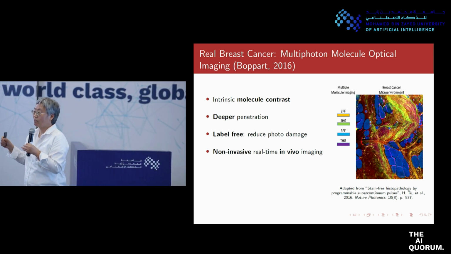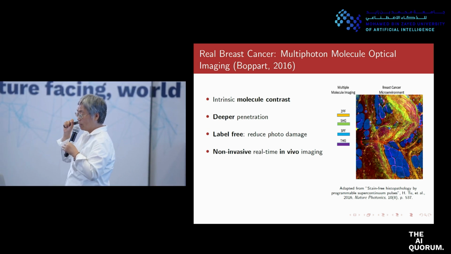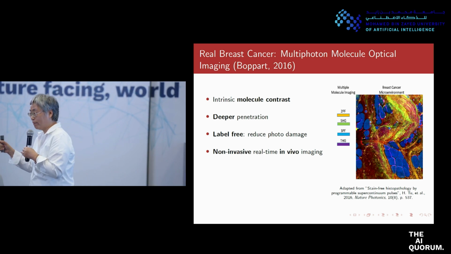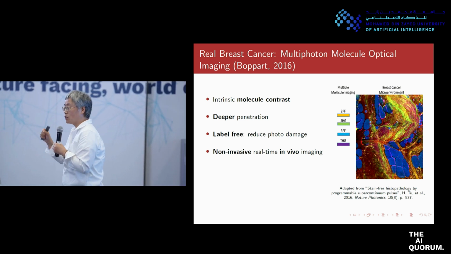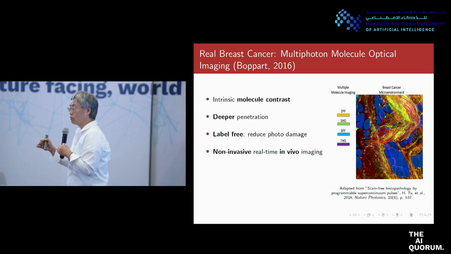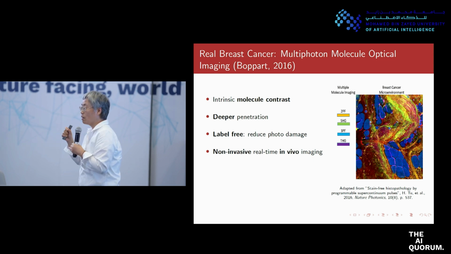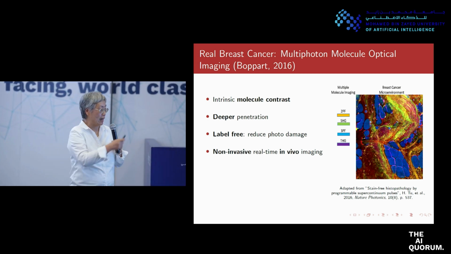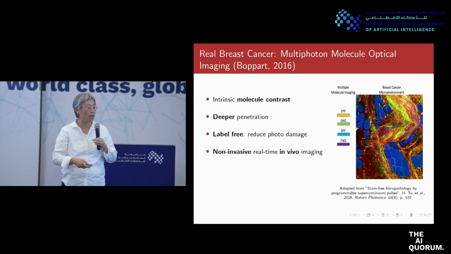Remember that light, compared to ultrasound, has a much shorter wavelength, so it has a disadvantage because it cannot penetrate deeper. So if you want to do medical imaging and see something deep, doing this light imaging, optical imaging, is very difficult. But this one, they're doing multiphoton, so they're able to penetrate much deeper, okay? And also it's label-free, you don't have radiation, things like that. It's non-invasive, real-time in vivo imaging.